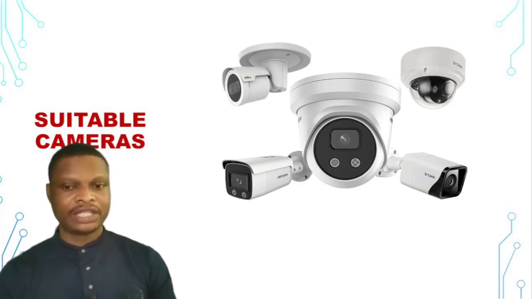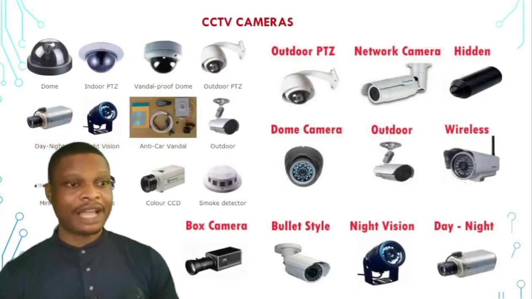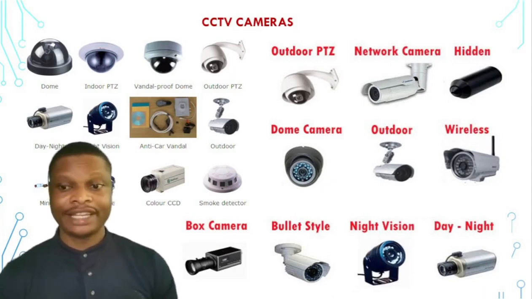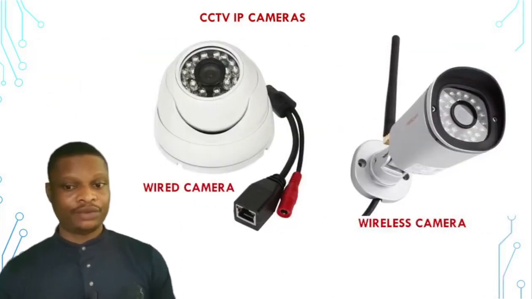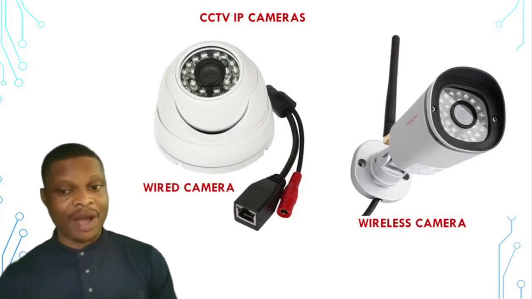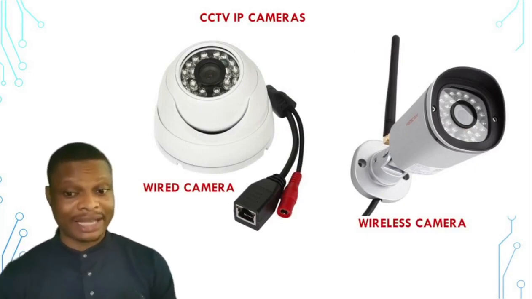And let's look at the different types of cameras we have. We have drone, network camera, hidden camera, outdoor camera, night day camera, bullet camera, box camera. We have a lot of cameras out there. What you need to know is which one is right for me. The two types of camera you could have are either a wired camera or a wireless camera.